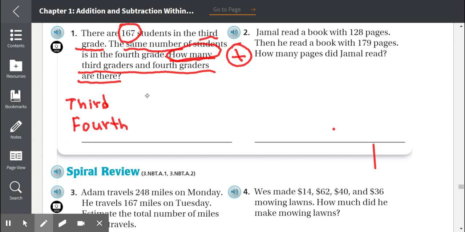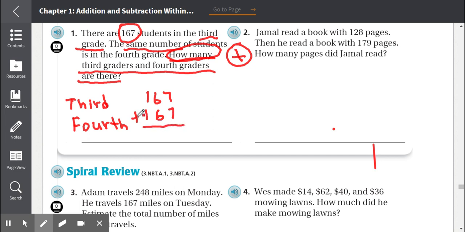So third graders was 167. Now fourth graders, they didn't tell us, but we know it's the same amount. It's the same number of students in the fourth grade. So third was 167. So fourth also was 167.